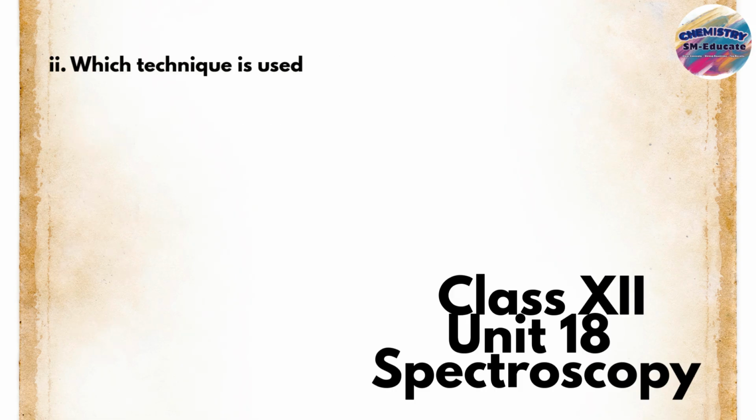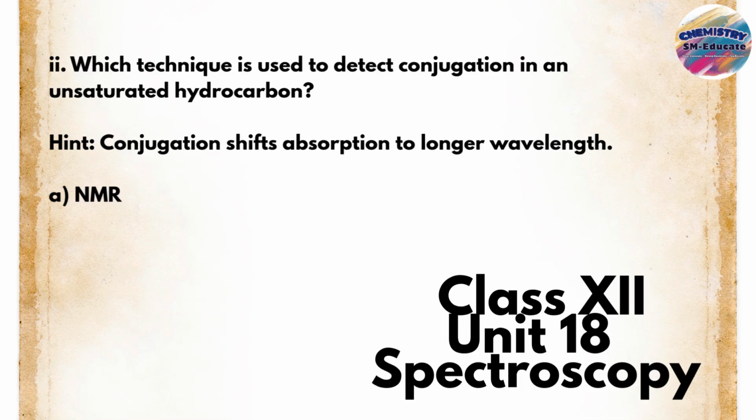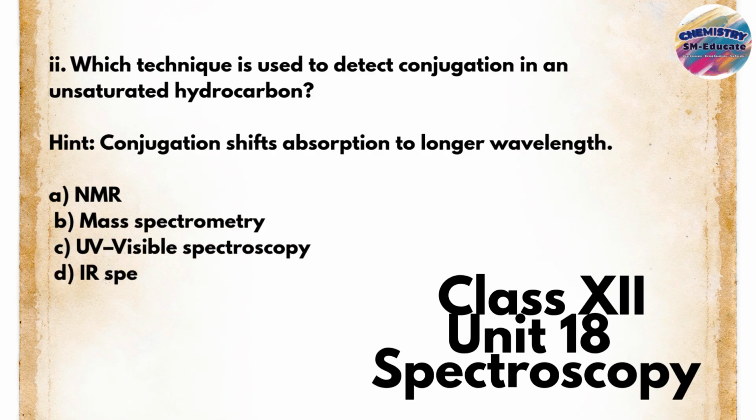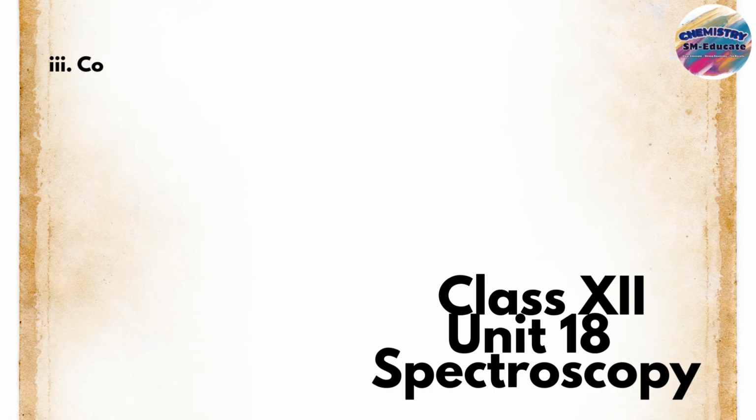2. Which technique is used to detect conjugation in an unsaturated hydrocarbon? Hint: conjugation shifts absorption to longer wavelength. A. NMR. B. Mass spectrometry. C. UV visible spectroscopy. D. IR spectroscopy. Correct answer: C. UV visible spectroscopy.